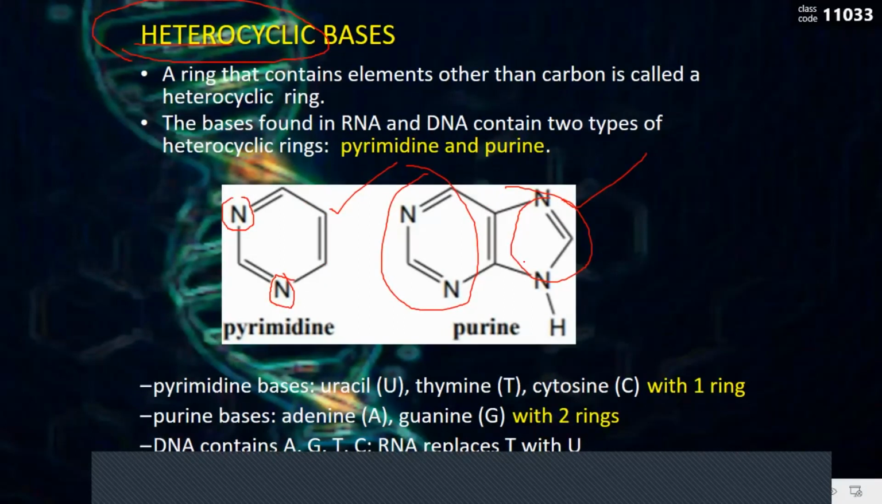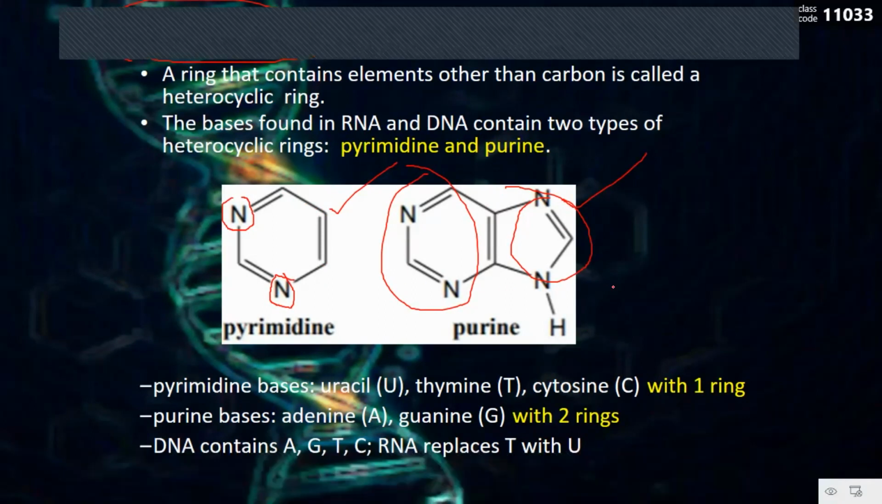Purine contains two rings. And these general classifications also have different components. For pyrimidines, we have U, T, C. Okay, ano yung U, T, and C na yan? U is for uracil, T is for thymine, cytosine, letter C. The purine bases contain adenine and guanine. We have two rings for purines.